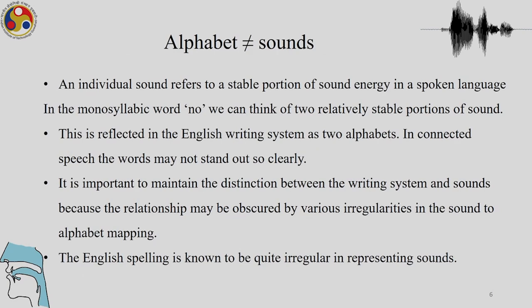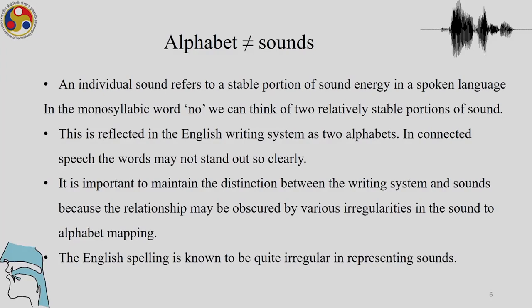Also, it is important to remember that an individual sound refers to a stable portion of sound energy in a spoken language. For instance, in a monosyllabic word like no or do, we can think of two relatively stable portions of a sound. That much is pretty clear and transparent. However, it may not always be so, and this is reflected in the English writing system also. In no and do, for instance, you can see two alphabets. Firstly, in connected speech, the words may not stand out so clearly.